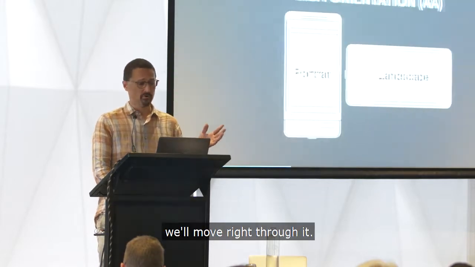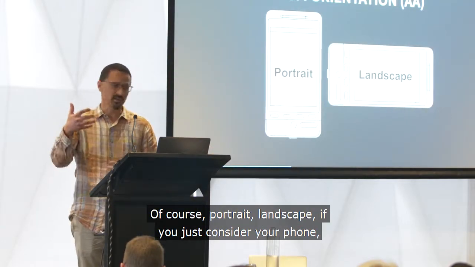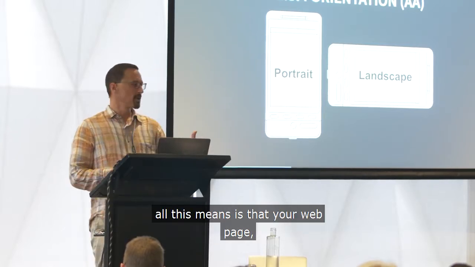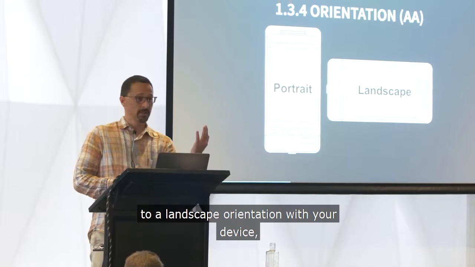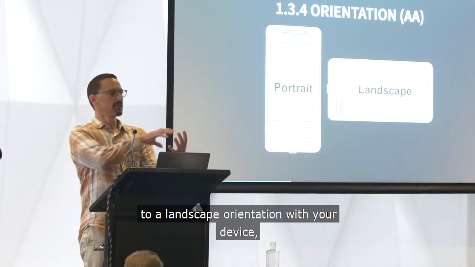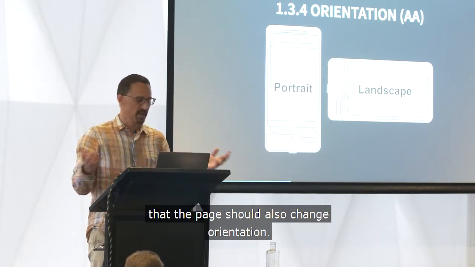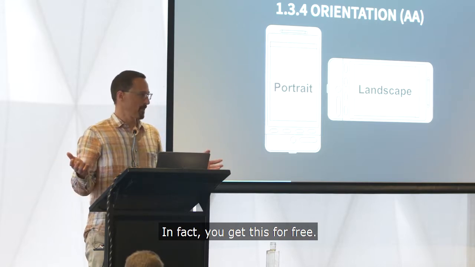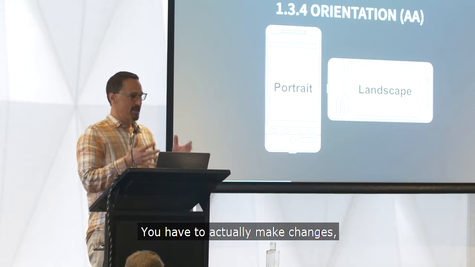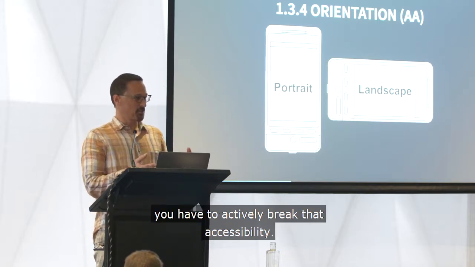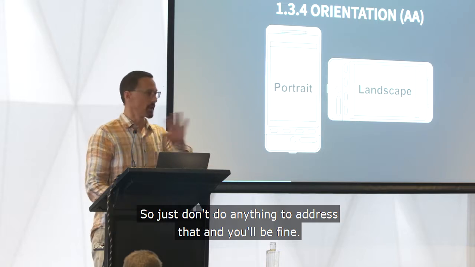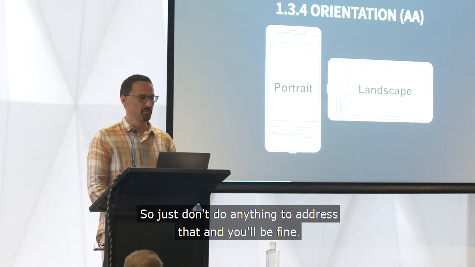So this one's pretty straightforward. We'll move right through it. Of course, portrait, landscape, if you just consider your phone, all this means is that when you move from a portrait to a landscape orientation with your device, the page should also change orientation. Pretty straightforward. In fact, you get this for free. You have to actively break that accessibility. So just don't do anything to address that, and you'll be fine.